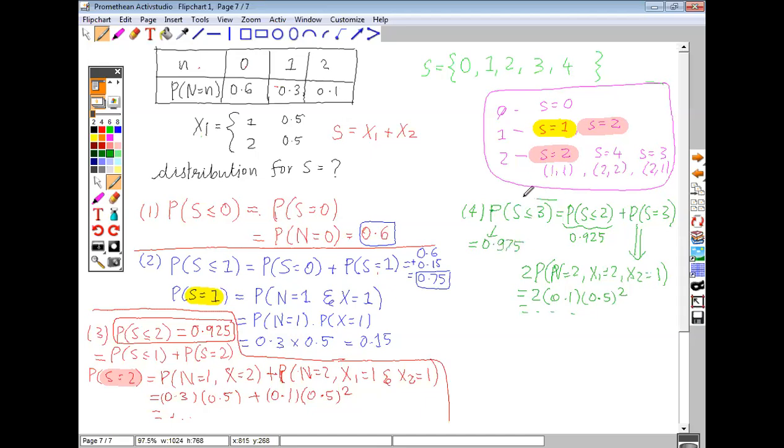So do you guys observe something? The numbers are increasing, right? 0.6, then 0.75, 0.95, 0.975. So because we're deriving cumulatives, we have to see to it that these are increasing. If not, then you for sure know that something wrong is going on.